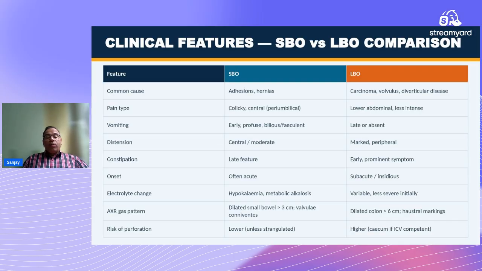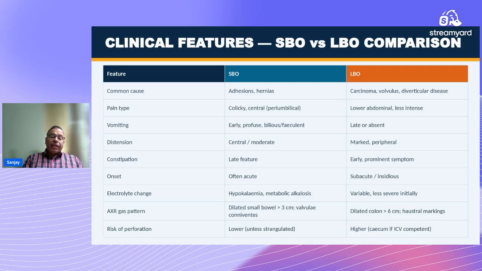Onset of small bowel obstruction is often acute, whereas large gut obstruction is more subacute or insidious. The electrolyte abnormalities like hypokalemia, hypovolemia or metabolic alkalosis are quite prominent in small bowel obstruction as compared to large bowel obstruction, where it is variable and depends on severity.